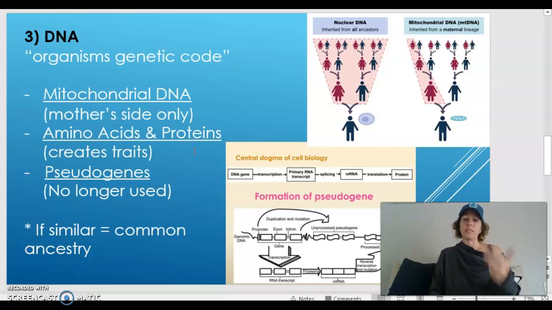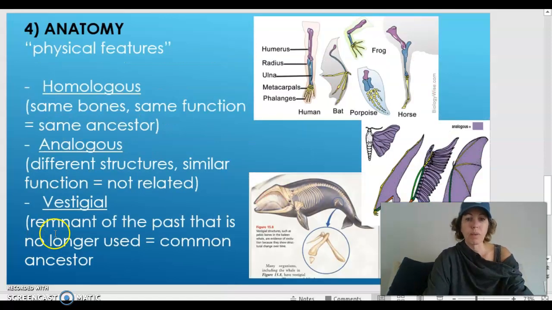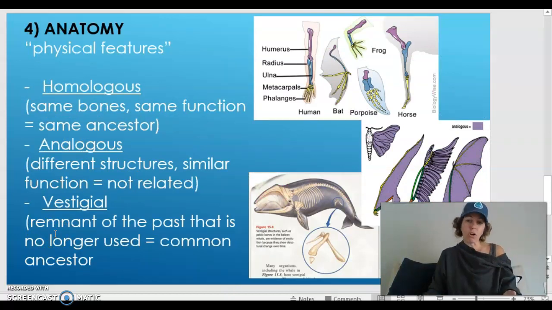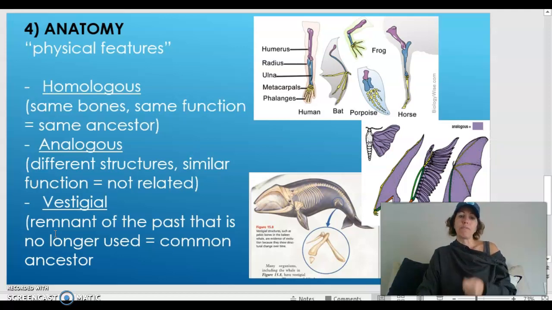Biogeography, check. DNA, check. And so as we go through this, this is what I want you guys to kind of understand. We actually monitor all these aspects. Now, the fourth thing that we're going to look at as evidence for evolution is the physical anatomy. Now, there's 3 types that we can actually analyze: homologous, analogous, and vestigial.